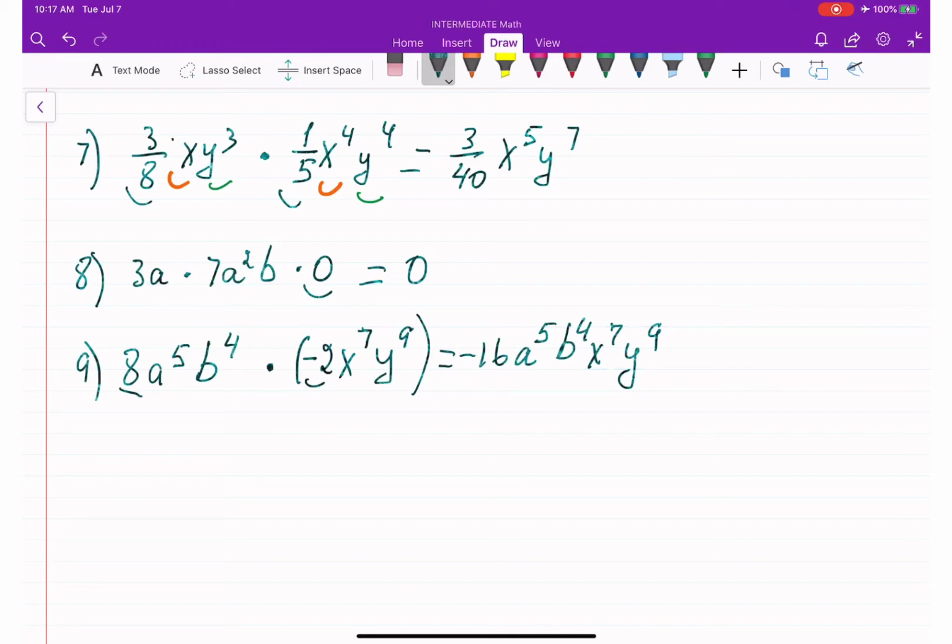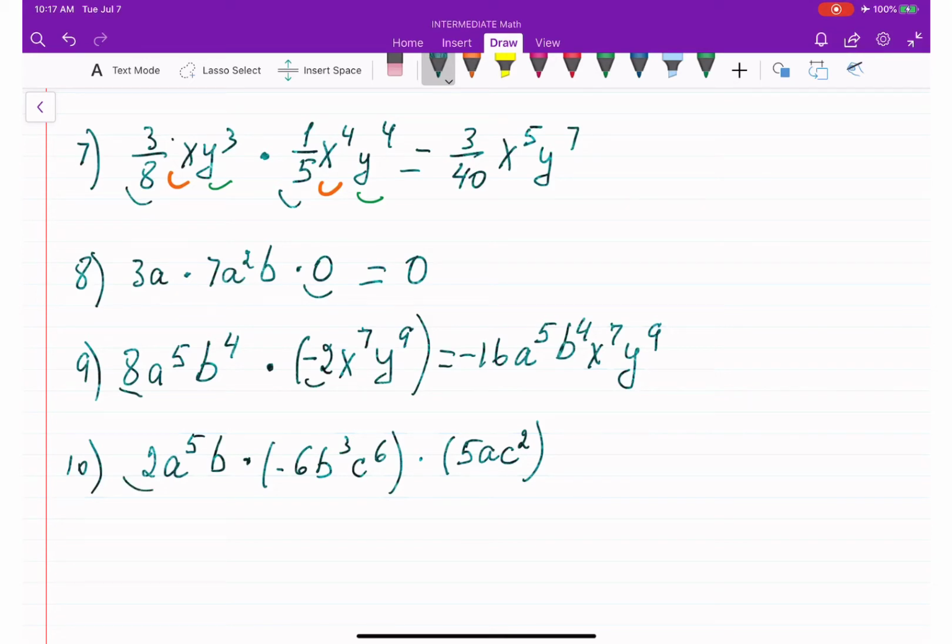Okay, next. So 2a to the 5 b times negative 6b cubed c to the 6 times 5a c squared. Okay, so again 2, negative 6 and 5. 2 times negative 6 is negative 12. Negative 12 times 5 is going to be negative 60. Okay, do we have a to the 5 here? Here we have a to the 5, so it's going to be a to the 6.